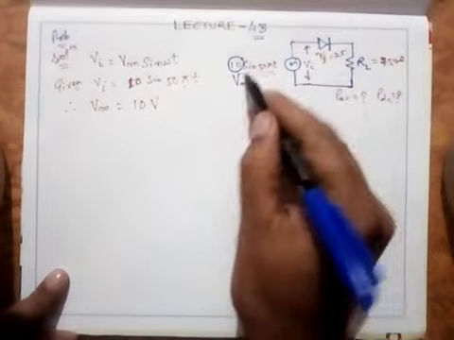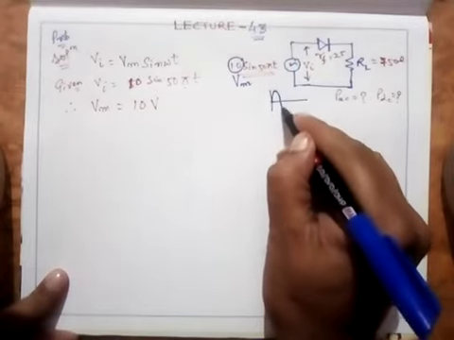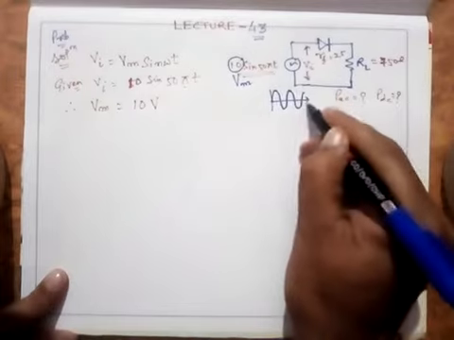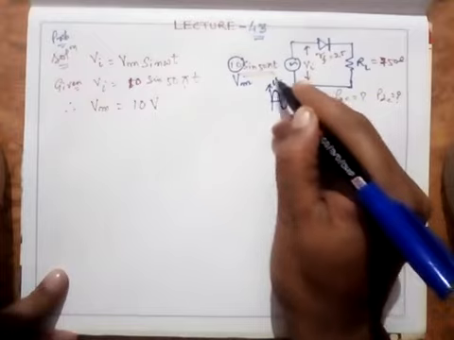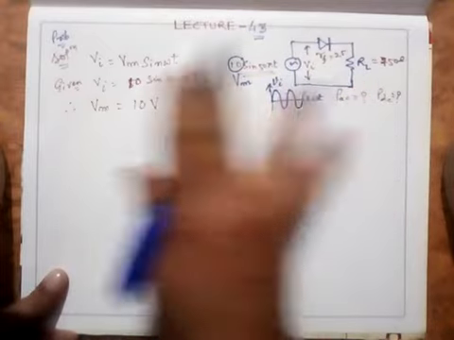Vm sine omega t. This is the input which is applied here, and the value of this input is this much. Of course this is omega t and this is Vi. It is very important to understand the problem. If you understand the problem, the rest is simply applying the formula.